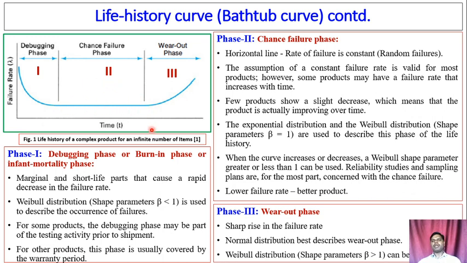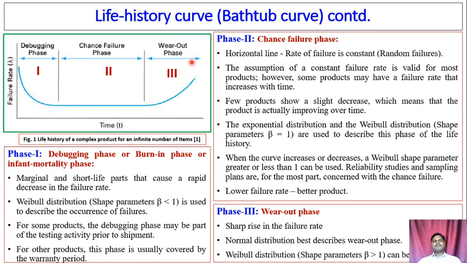The exponential distribution and the Weibull distribution with shape factor beta equal to 1 may be used to describe this phase of the life history. We can assume for both the exponential and the Weibull distribution a shape factor of 1, and compute the failure rate for this phase. We'll see today examples of computation of failure rates under different conditions and different failure rates.